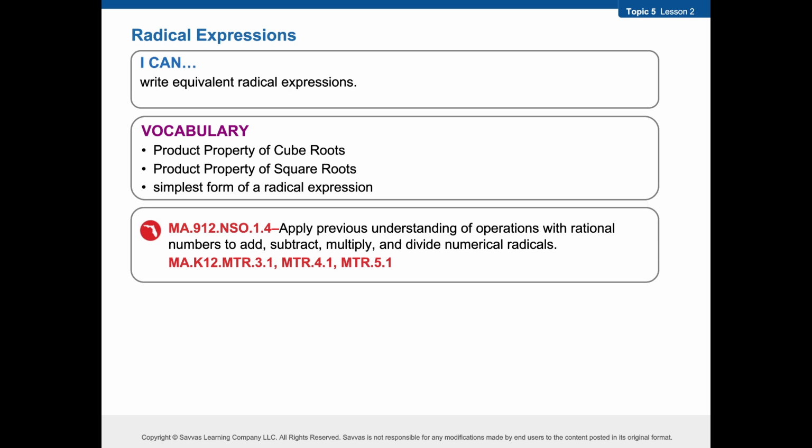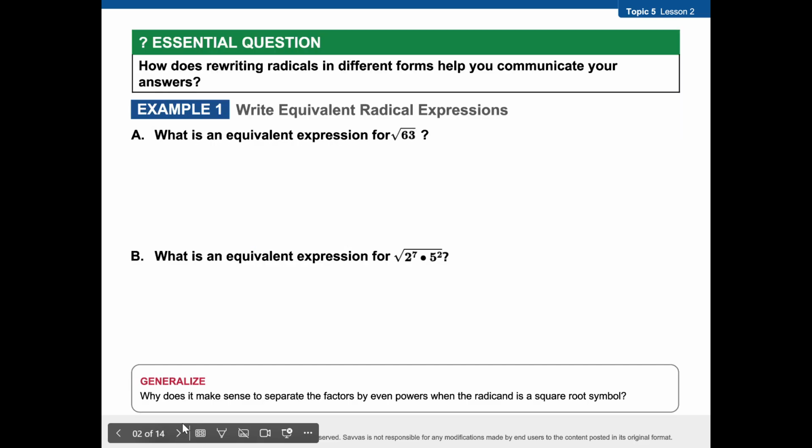5-2, radical expressions. You will be able to write equivalent radical expressions. So you would need to know what your perfect squares are. A perfect square is any number that's able to be square rooted. It's a number multiplied by itself.